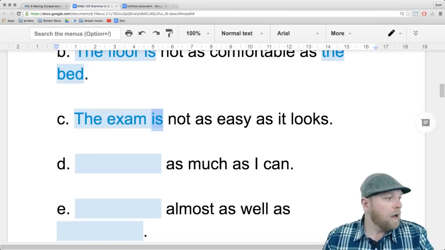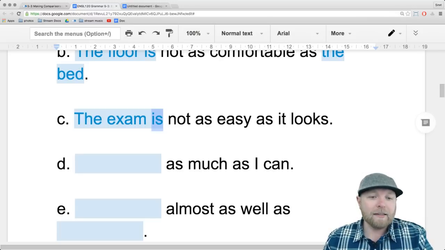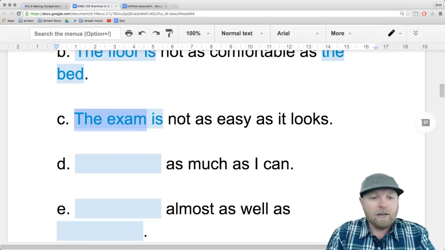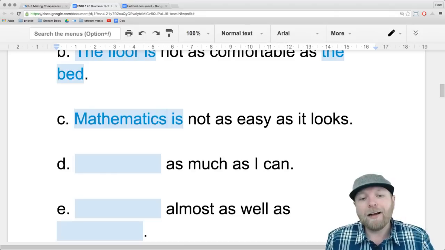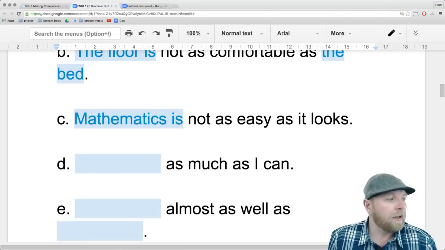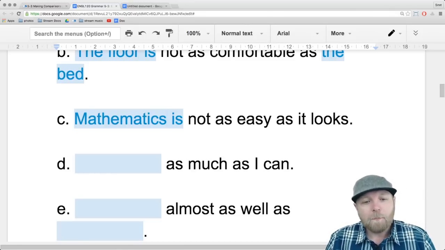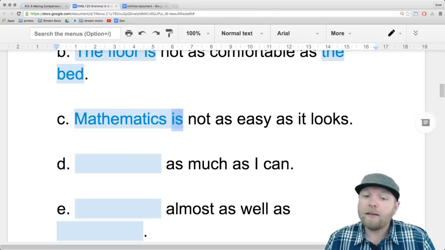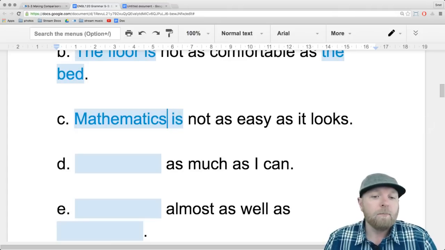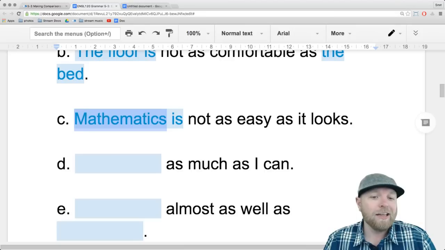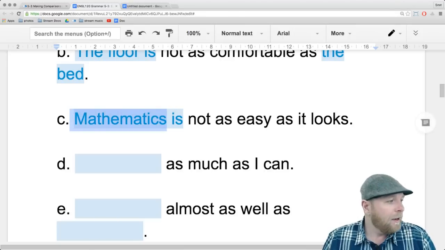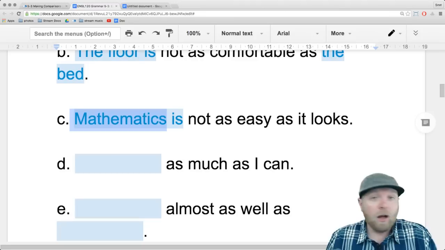Excellent. Valerie Contreras, mathematics. Excellent. And look, guys, look. Mathematics. Sean talked about this last week. I don't know if you were in the class, Valerie, but look. Mathematics is. That's correct. Good job. Because it's a subject, so we use is, not are.